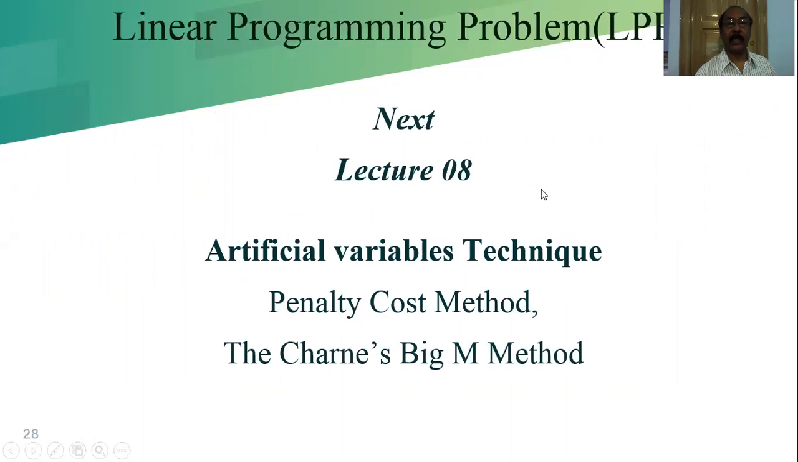Next class, that is our lecture 8, we learn the artificial variable techniques, known as the penalty cost method, also known as the Charnes Big-M method. If the constraint is of greater than or equal to type, then we have to use this artificial variable method, known as the artificial variable technique, or sometimes known as the penalty cost method, or the Big-M or Charnes Big-M method. So today is enough for this.